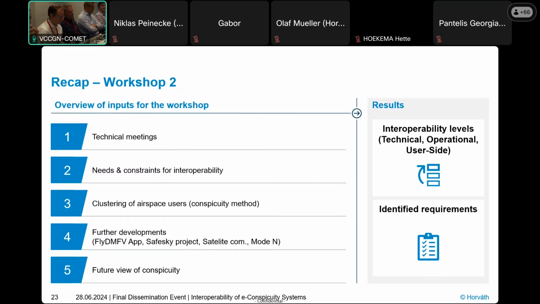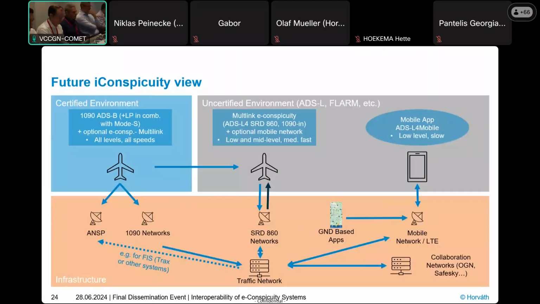We considered some further developments, so ground-based apps, which I come to later, nascent technologies like satellite-based internet and communication, the Mode M system, which is coming up right now as an alternative positioning system to GNSS. And with all those findings, we collected the main needs and constraints for the interoperability in the target system. And in summary, we developed a future view of iConspicuity, which I show you here.